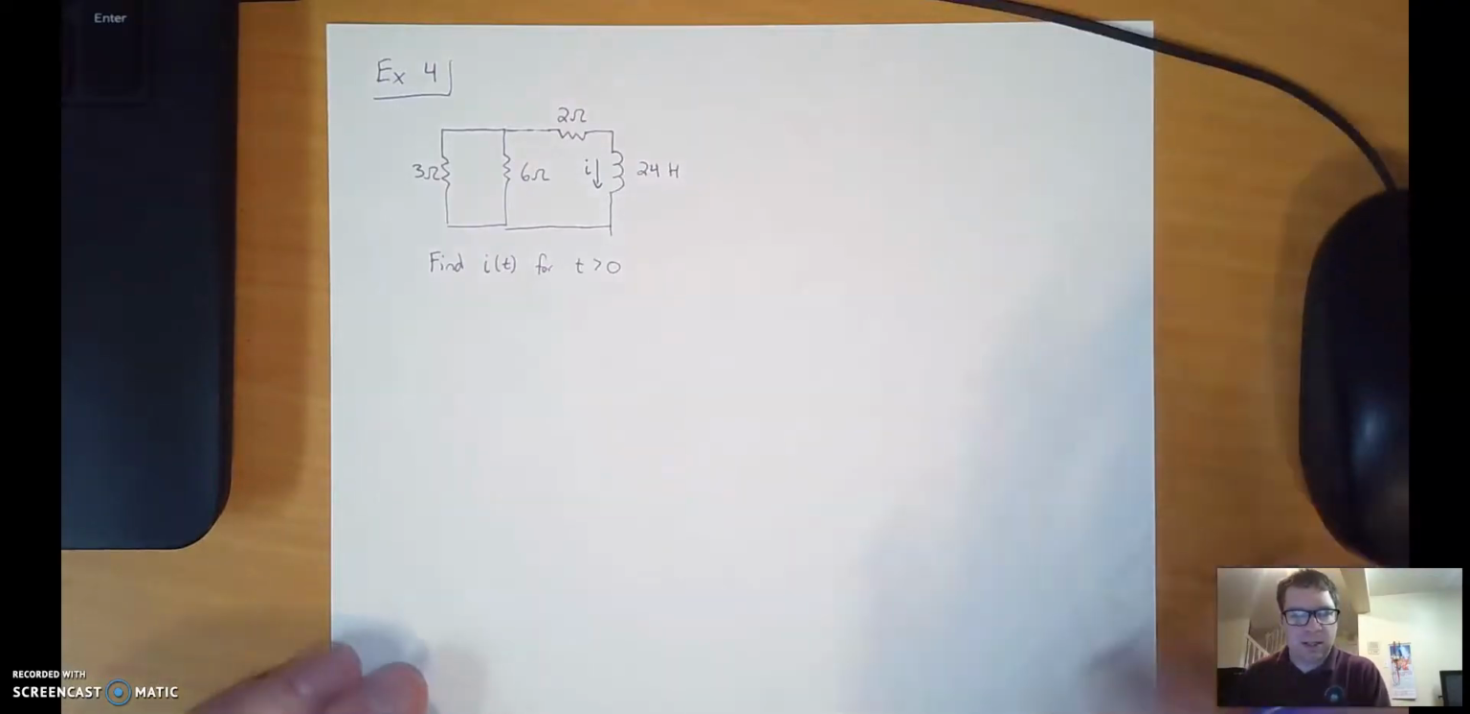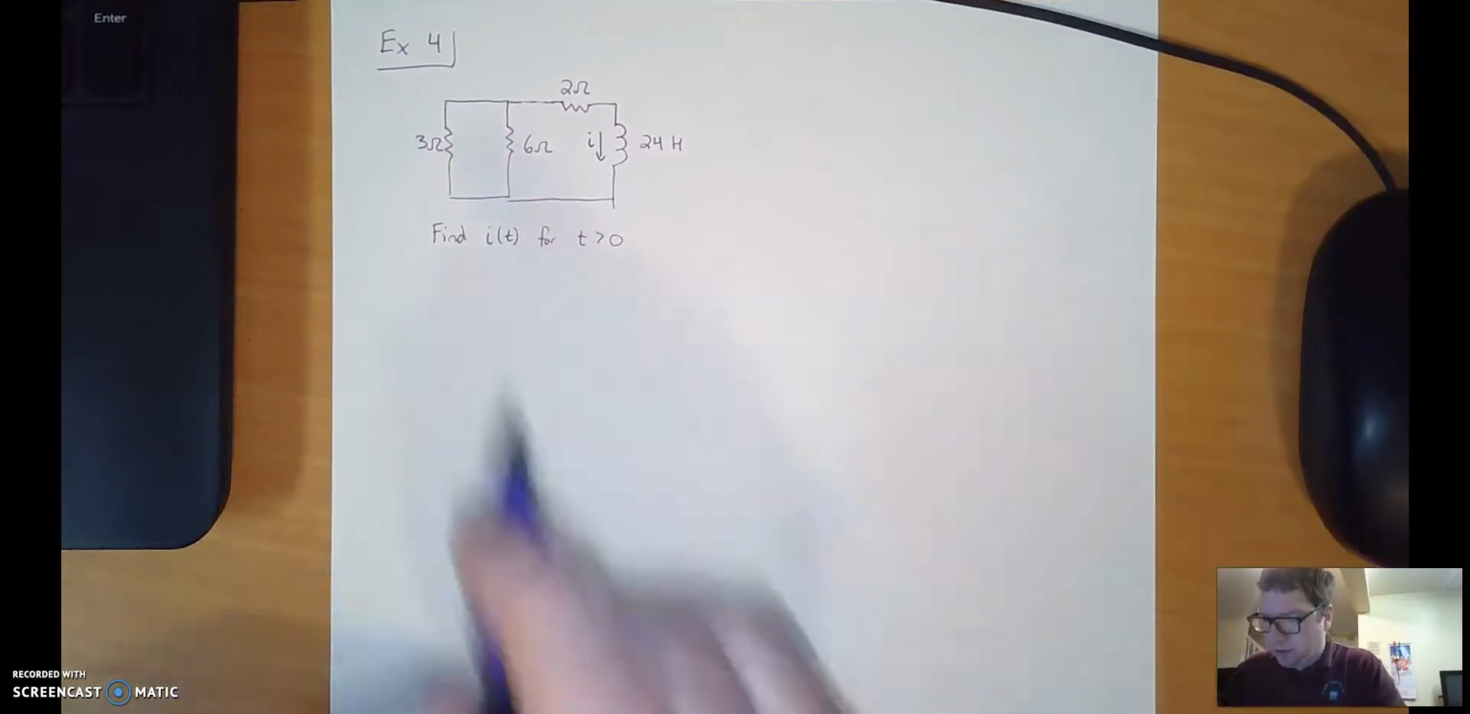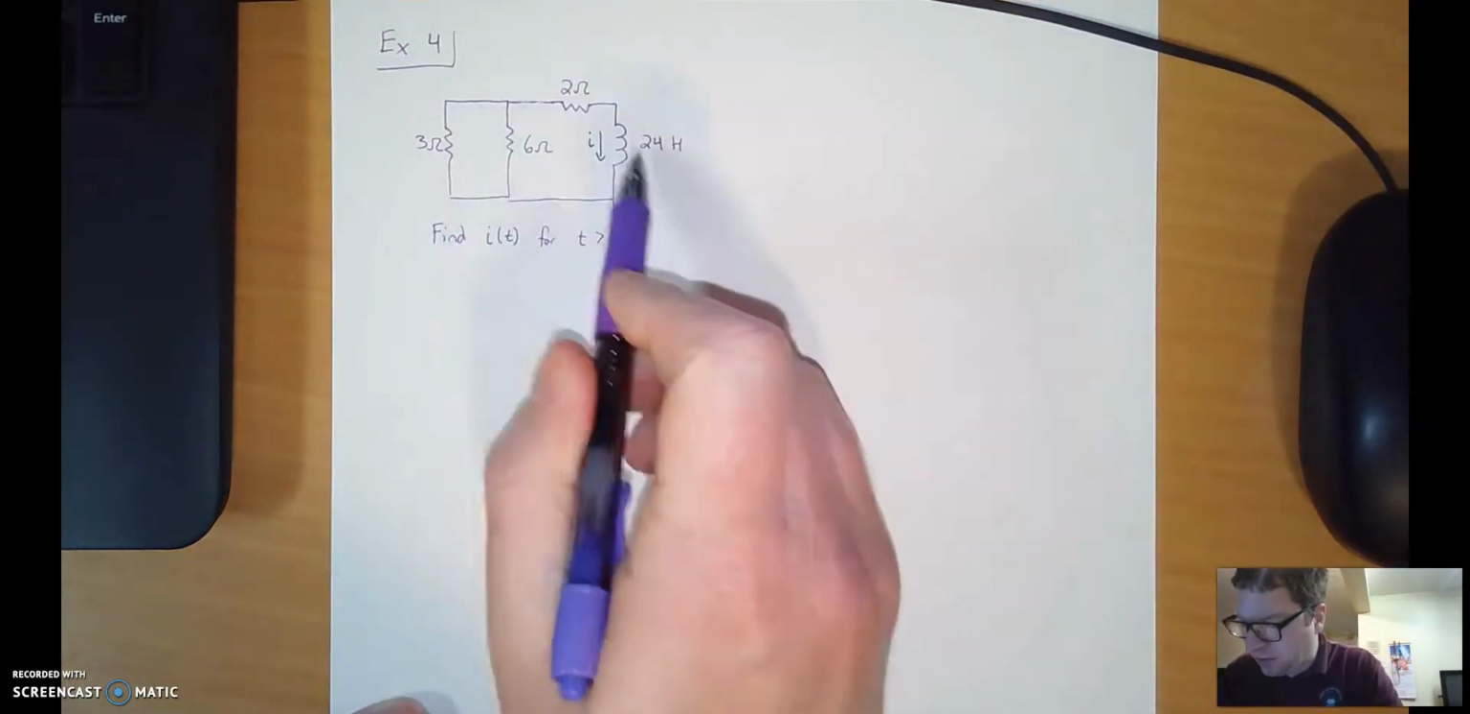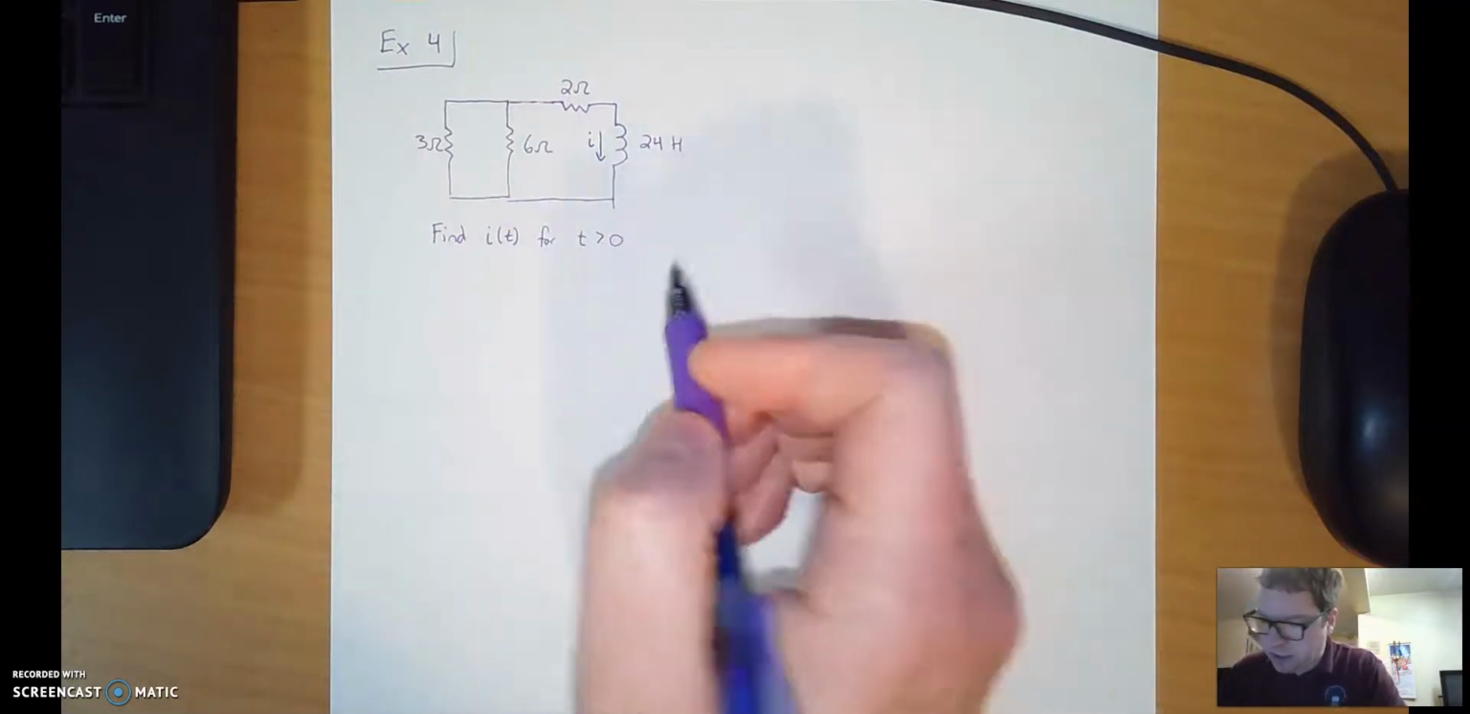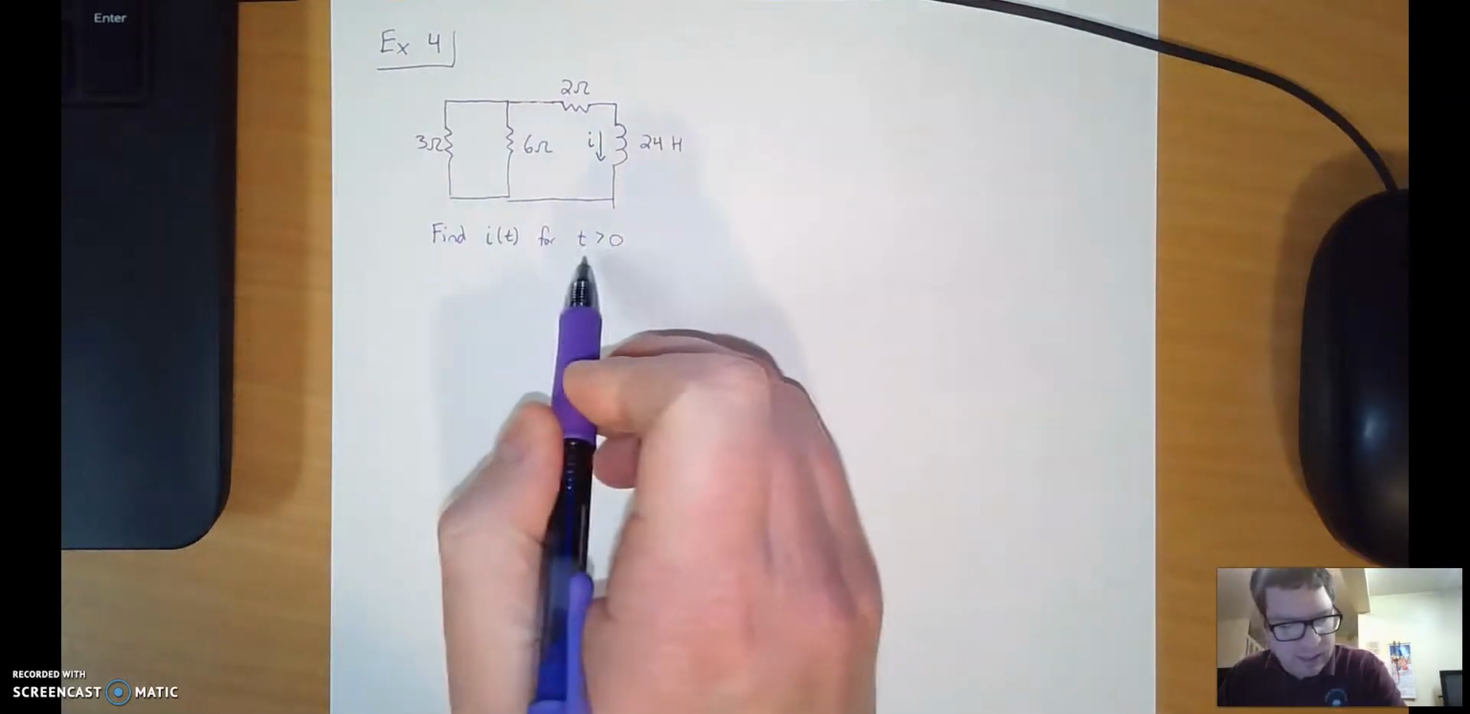So let's look at our problem here. We have a 3 ohm resistor, a 6 ohm resistor, a 2 ohm resistor, and a 24 Henry inductor. We're going to find I of t for t greater than 0.